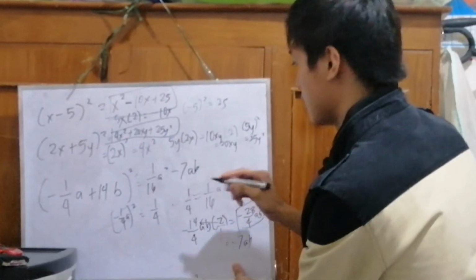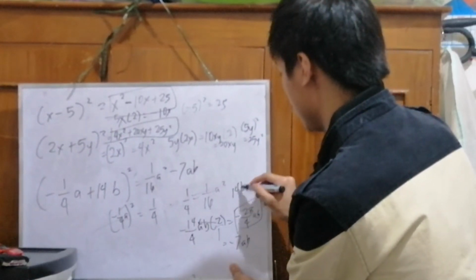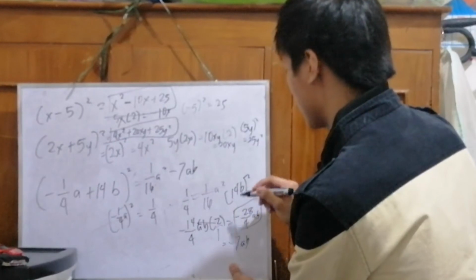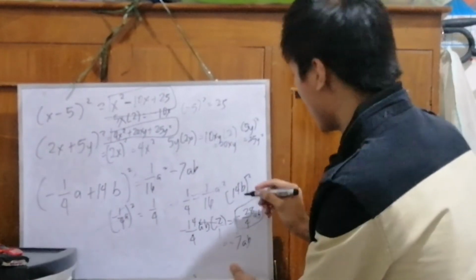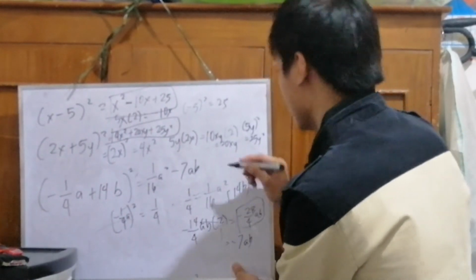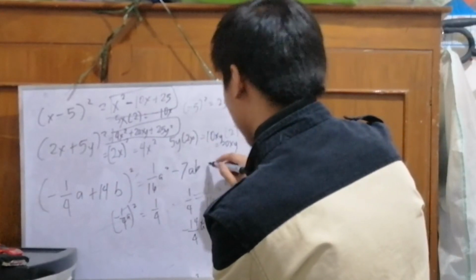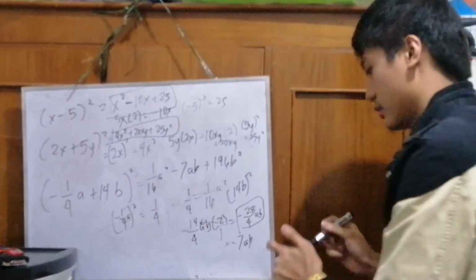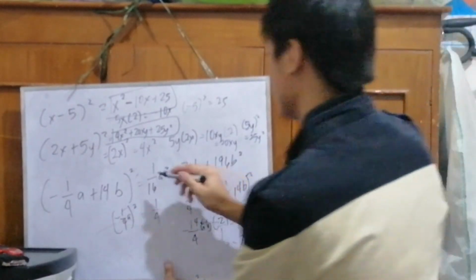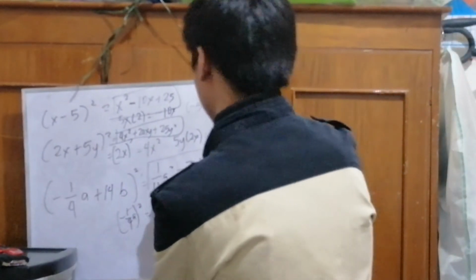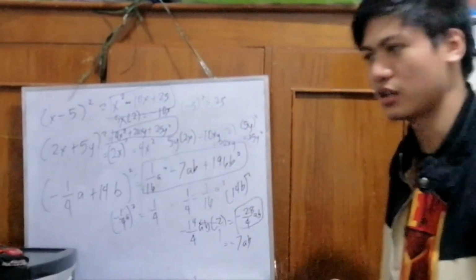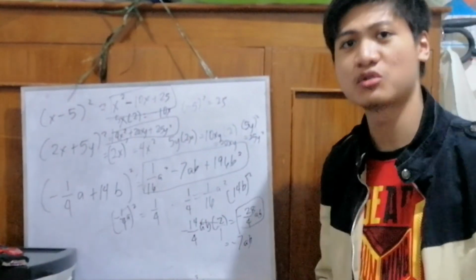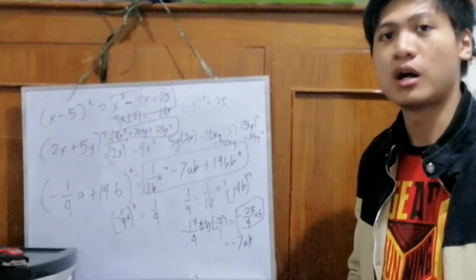Then we square the last term, so that is 14b squared. 14 times 14 is equal to 196. And then we just add it here, 196b squared. If you will do more training in square of binomials, you guys can actually even compute many problems mentally.